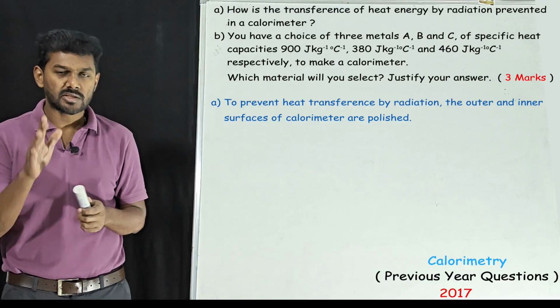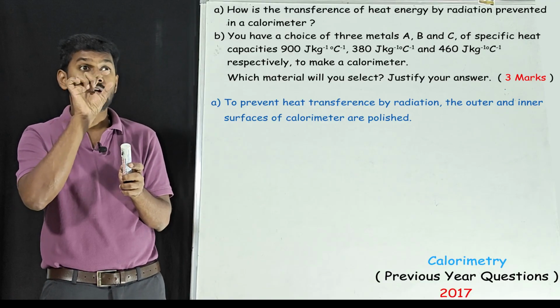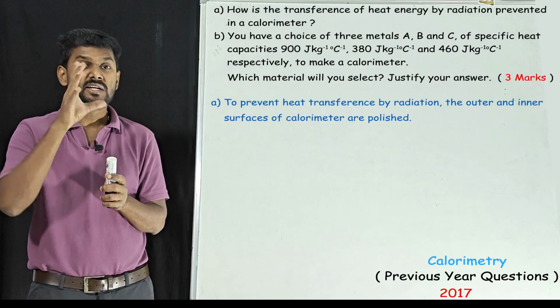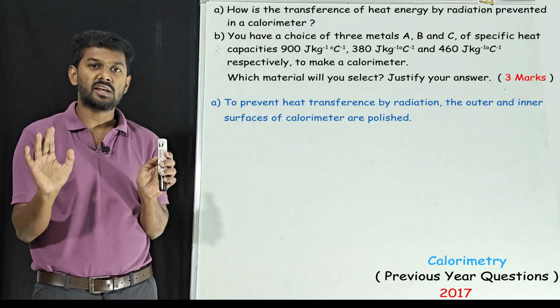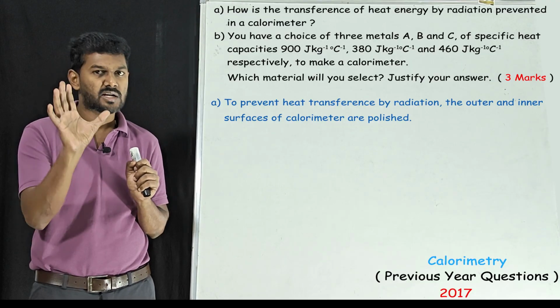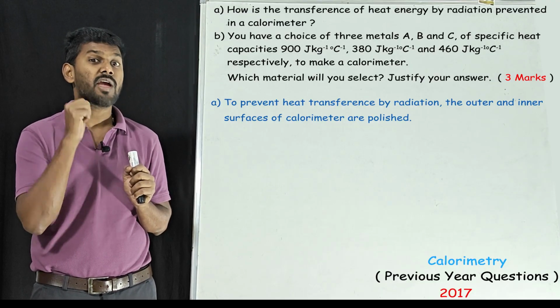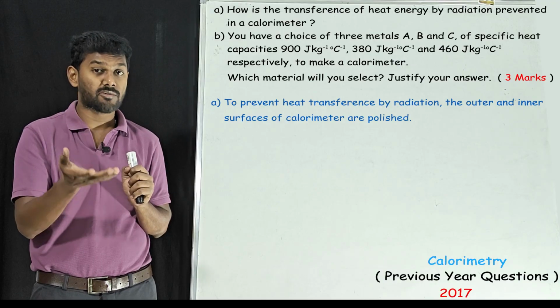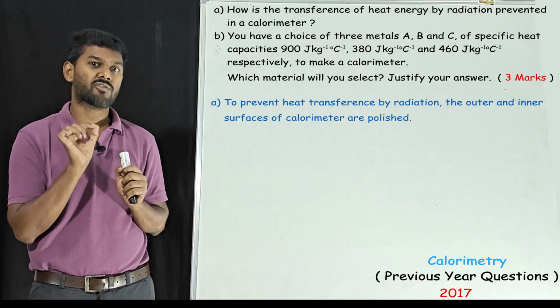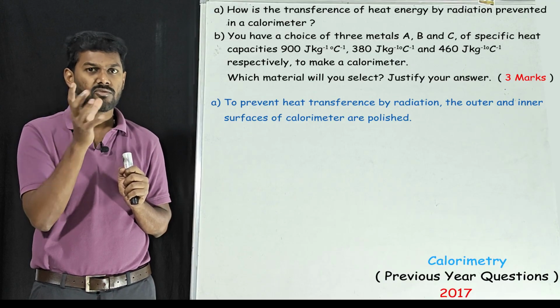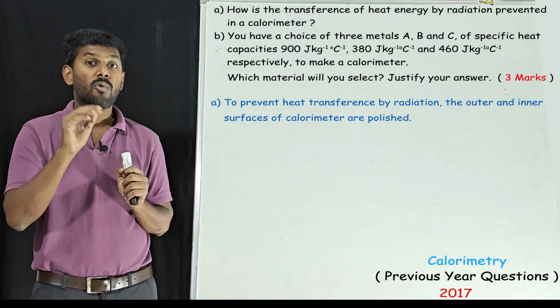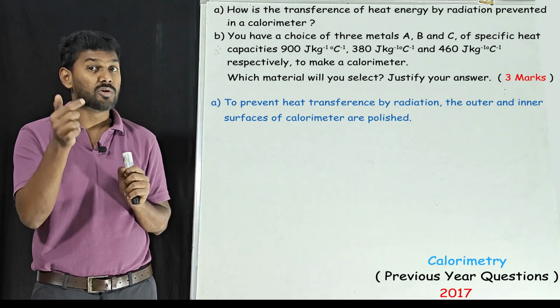Justify your answer. See, first we need to understand, we are talking about the material of the calorimeter. Generally it is made up of copper, correct? That too, a thin sheet of copper vessel, correct? Why do we have to take copper? Because it is a good conductor.